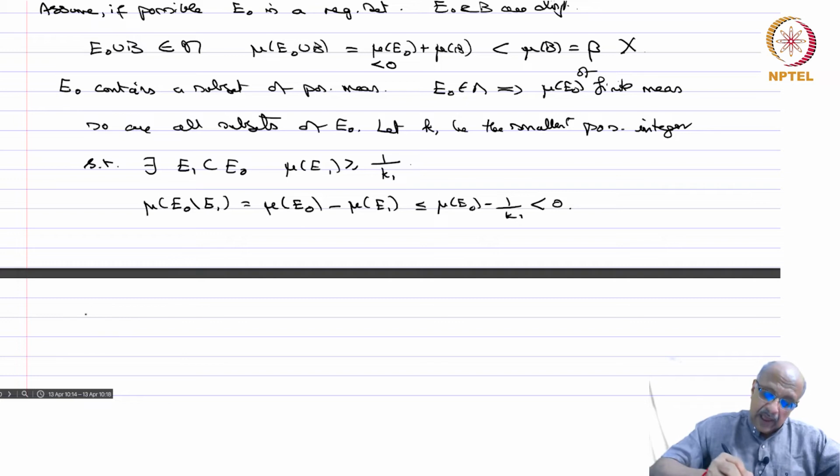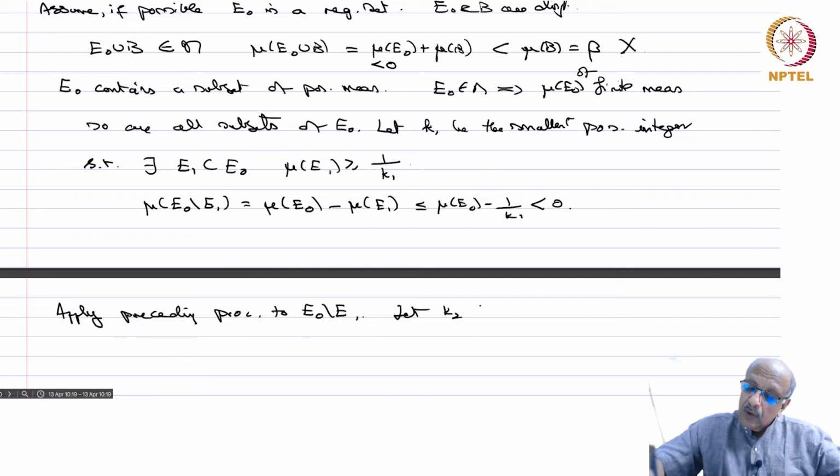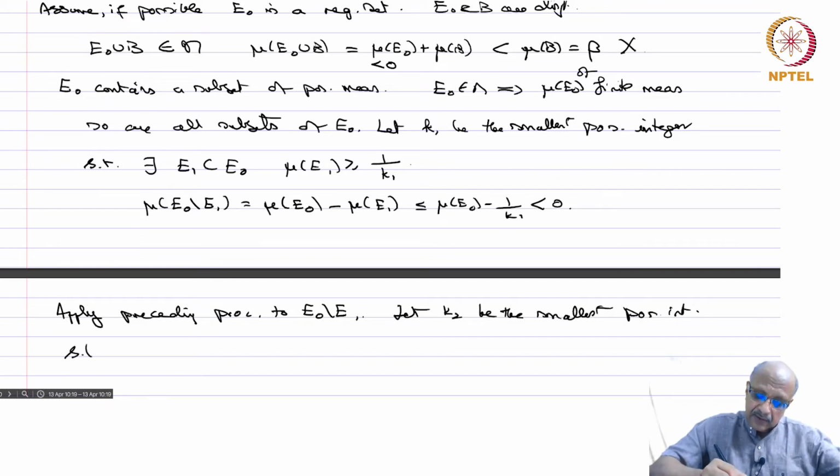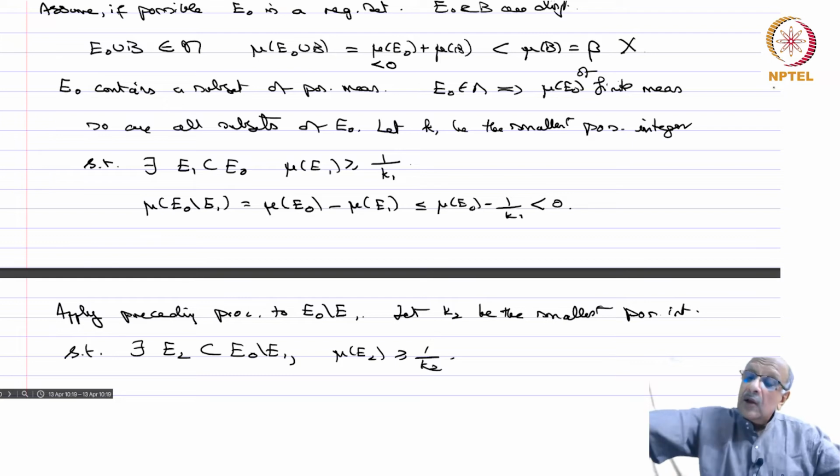And therefore we apply the preceding procedure to E naught minus E1, because this cannot be a negative set, so it will contain a set of positive measure. So let K2 be the smallest positive integer such that there exists E2 contained in E naught minus E1, and mu of E2 is greater or equal to 1 by K2. And now you proceed inductively with this.